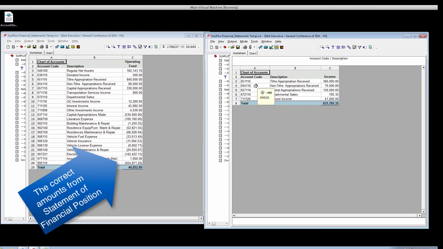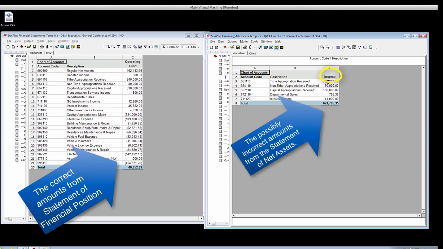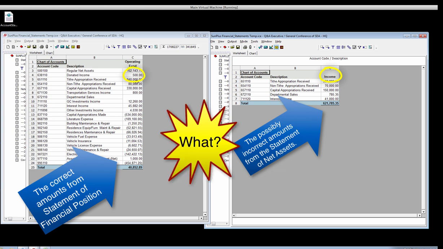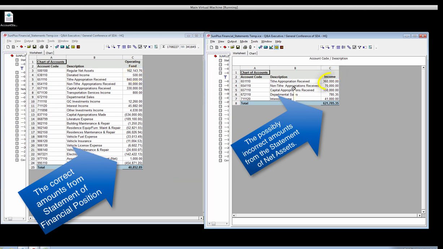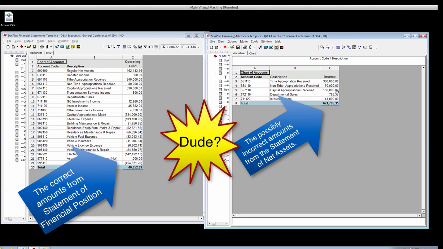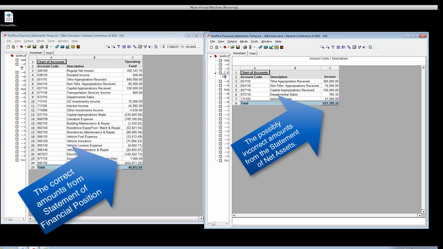I've got income tithe appropriation received $360,000, and 65110 tithe appropriation received $840,000. What? And I've got non-tithe appropriation received $70,000, non-tithe appropriation received $80,000. All right, so that didn't match. That wasn't a very pleasant experience at all.